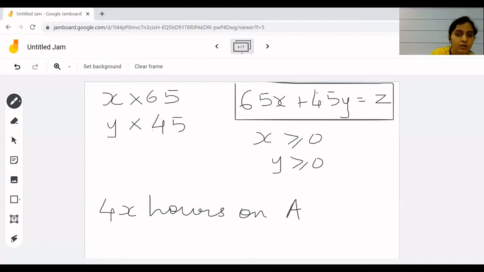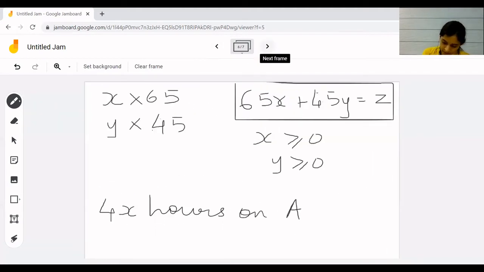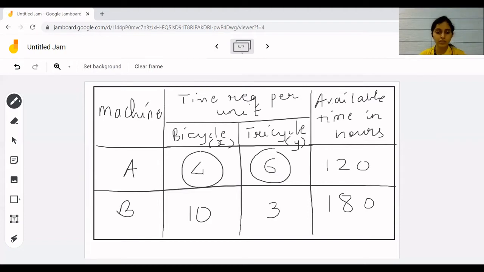We are talking about bicycles right now. And y tricycles require 6y hours on machine B. Now, if one tricycle requires 6 hours on machine A, and a bicycle requires 4 hours on machine A, then on machine A, how much work is done? So, one bicycle 4 hours, one tricycle 6 hours. x bicycles 4x hours and y tricycles 6y hours.